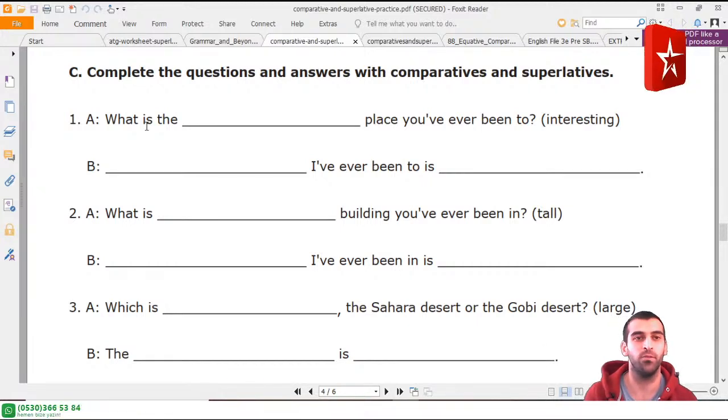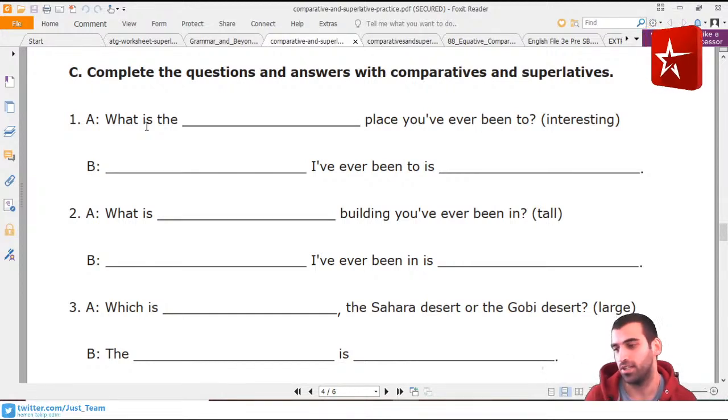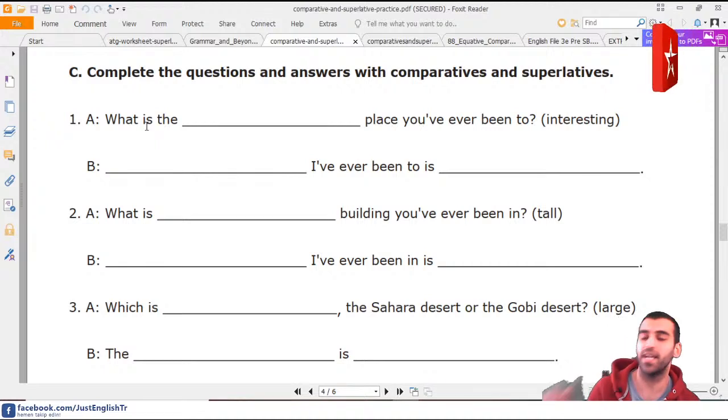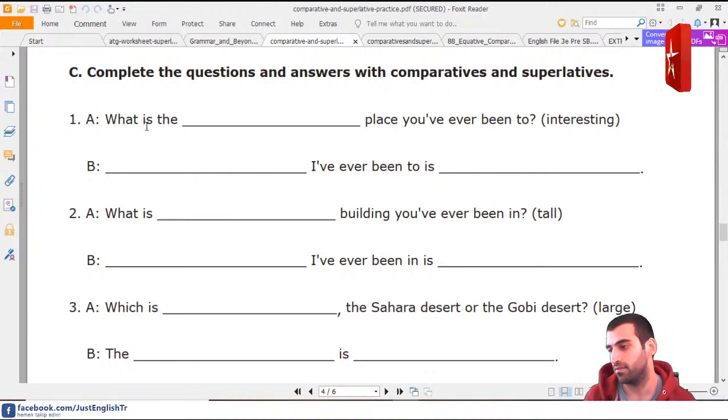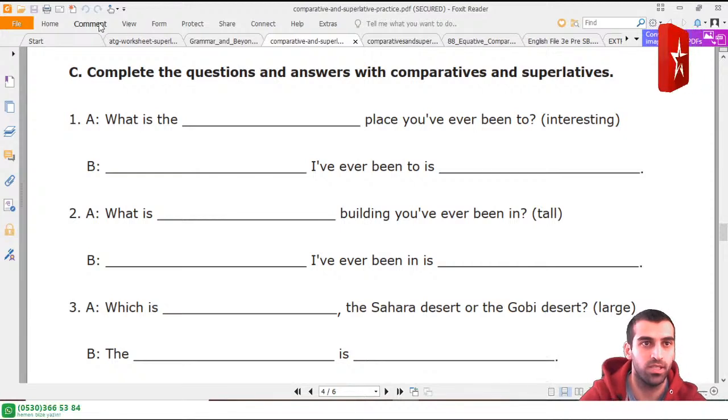Okay, number one. What is the blah blah place you have ever been to? This is interesting, and we have to write the correct form of superlative, and then we will answer to this sentence. Yes, the most interesting is a correct answer.